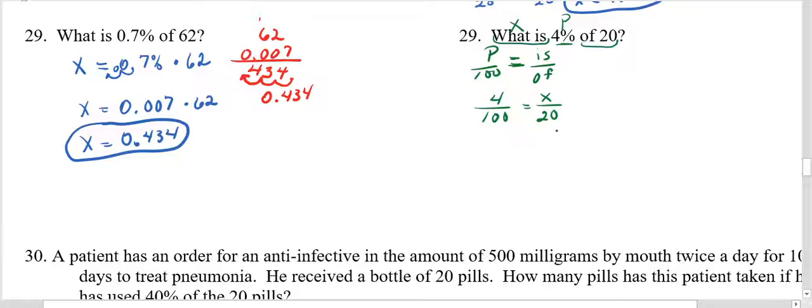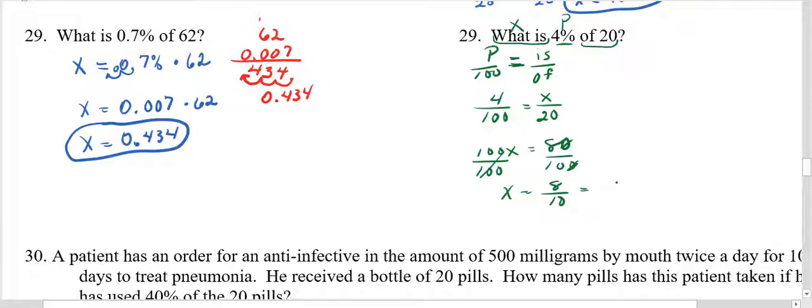So I cross multiply, I get 100x. 4 times 20 is 80. I'm going to divide by 100. So x equals, I can cancel the zeros. So I have 8 over 10.